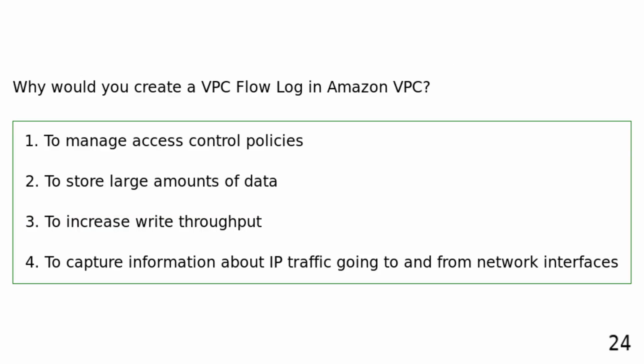Why would you create a VPC flow log in Amazon VPC? To manage access control policies. To store large amounts of data. To increase write throughput. To capture information about IP traffic going to and from network interfaces.